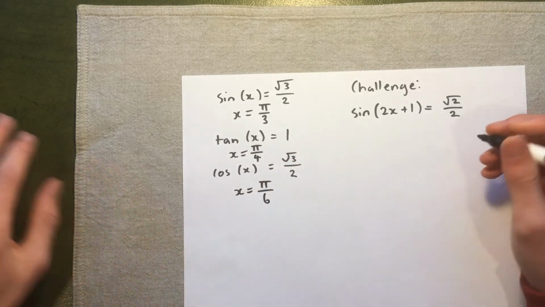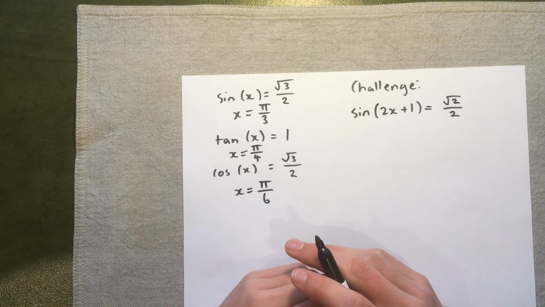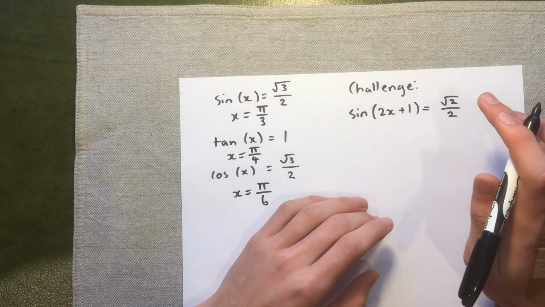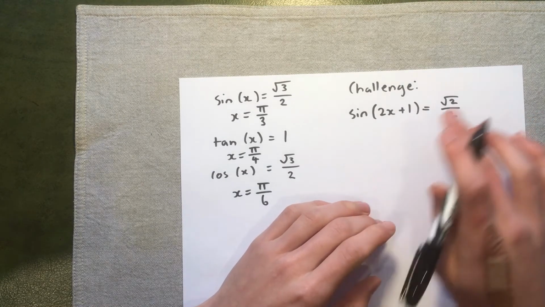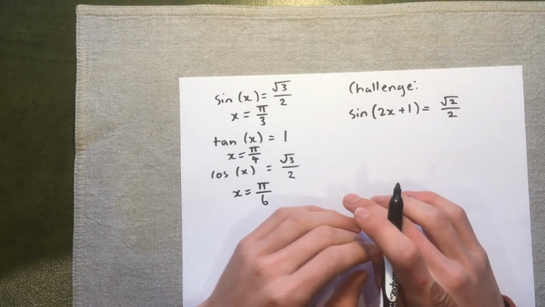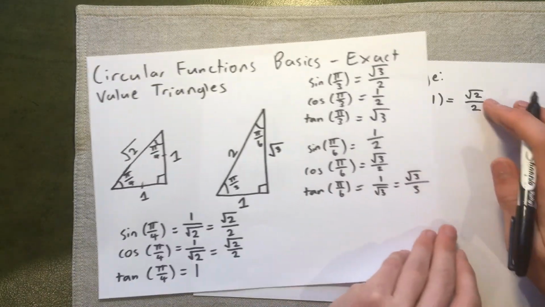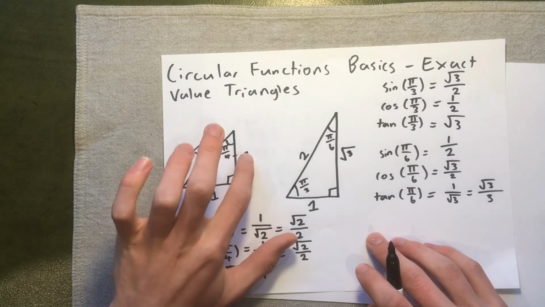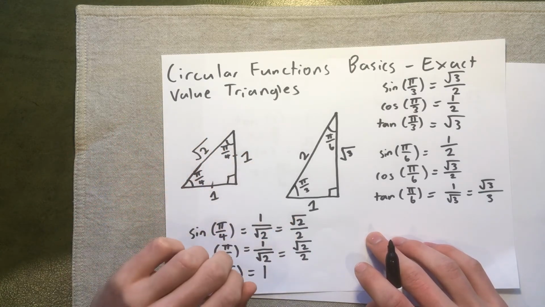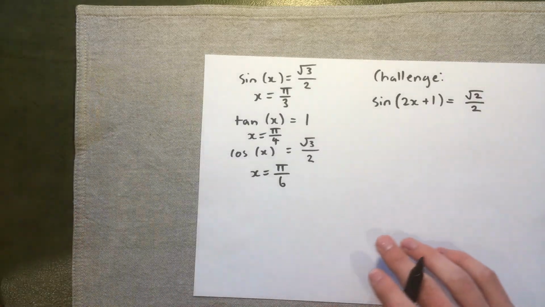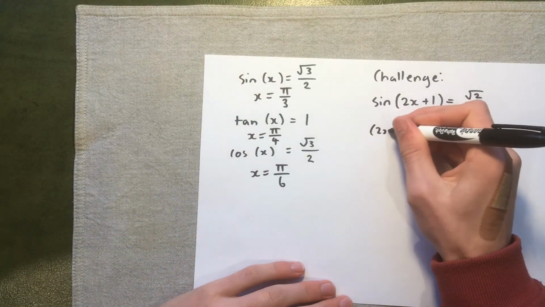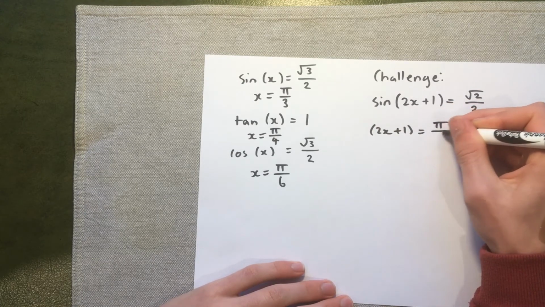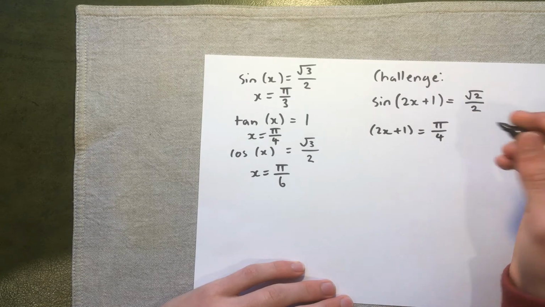Now this challenge question is a little trickier. What we're looking for here is this entire angle. We can treat this entire angle in brackets, and what angle is going to give us our root 2 on 2? Now if you look back, this is just the rationalized version of 1 over root 2, and we know that 1 over root 2, opposite divided by adjacent, that's going to equal pi on 4. So we can say everything inside this, I'll put it in brackets just to show you, is equal to pi on 4. Now we just have to rearrange and solve for x.